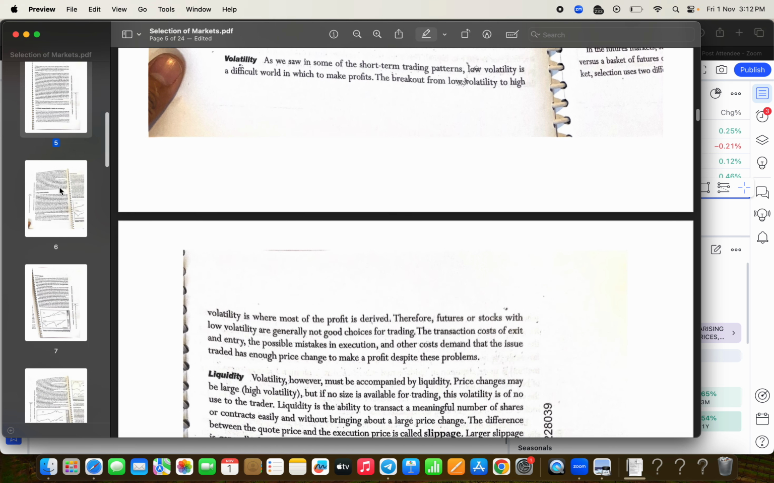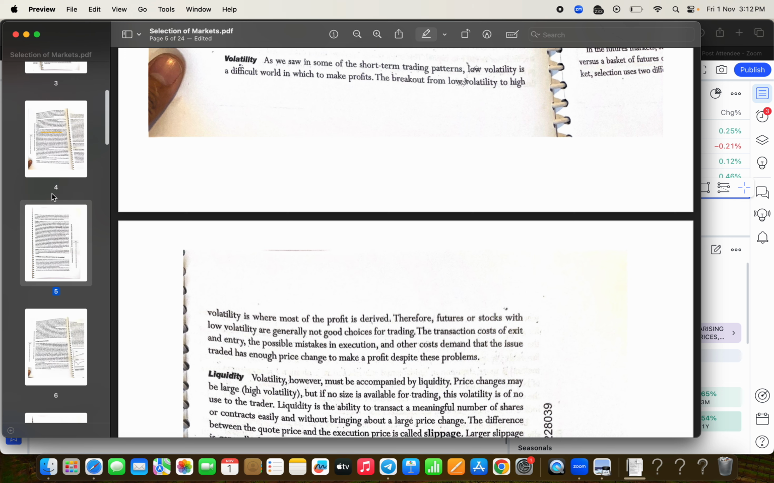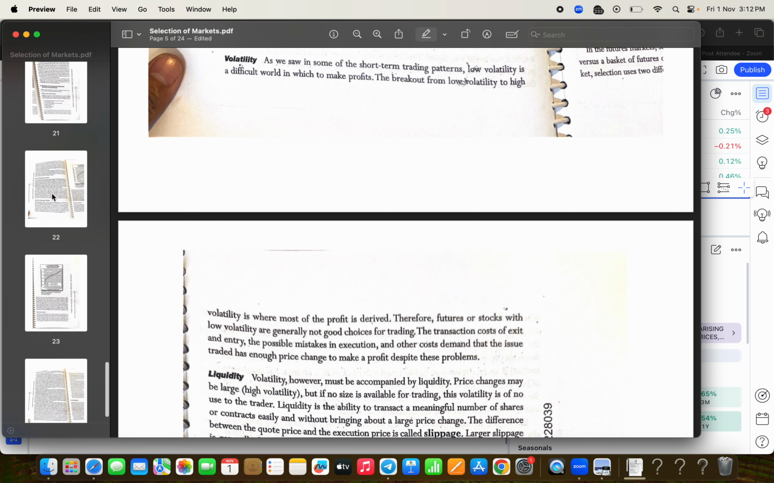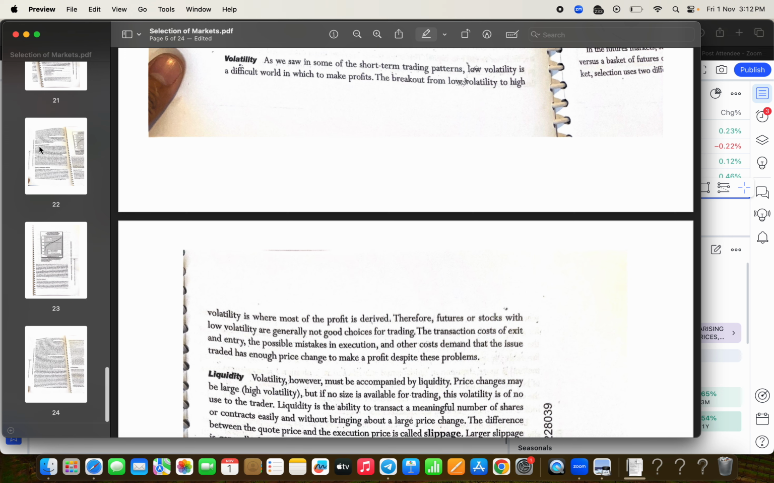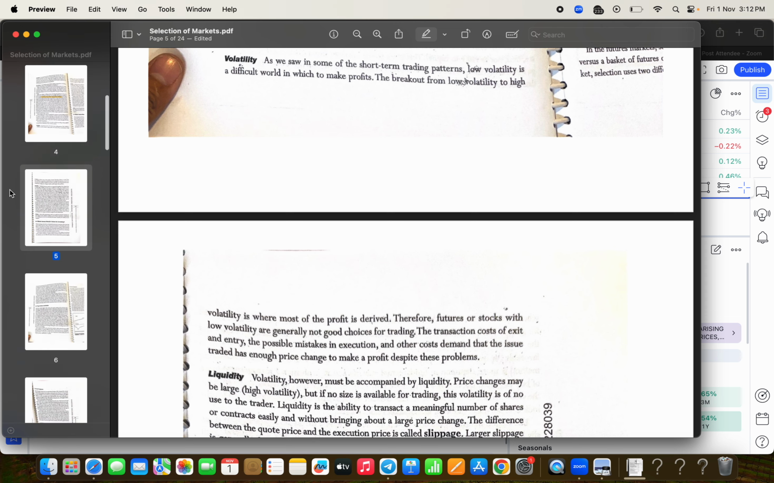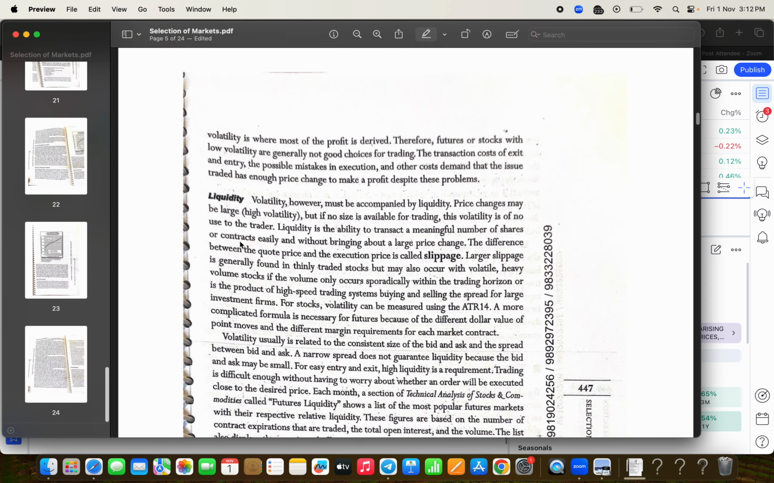Okay, now let's see the next one, and that is volatility. Now, what do you understand by the term volatility? As we saw in some short term trading patterns, low volatility is a difficult world in which to make profits. The breakout from low volatility to high volatility is where most of the profit is derived. Therefore, futures or stocks with low volatility are generally not good choices for trading. The transaction costs of exit and entry, the possible mistakes in execution, and other costs demand this. So, if something is not volatile, and if it is a dry instrument, then there is no way that you can actually make money trading that instrument. So, you need to always check for how volatile that particular instrument is.